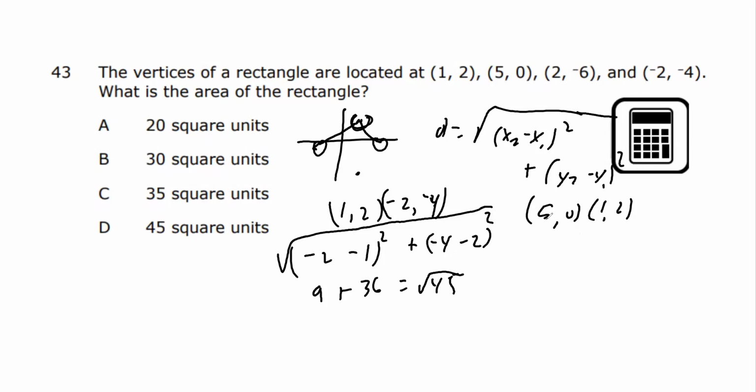All right, this next one, the square root of (1 minus 5) squared plus (2 minus 0) squared. 1 minus 5 is -4. -4 squared is 16. Plus 2 minus 0 is 2. 2 squared is 4. That gives you the square root of 20.